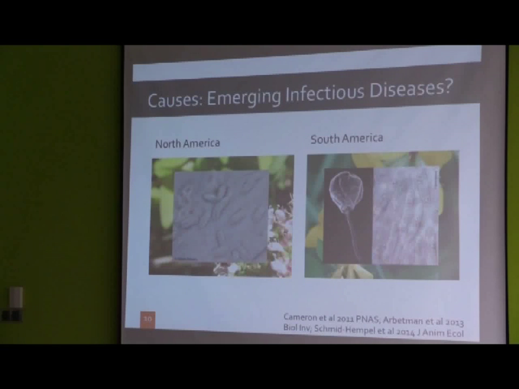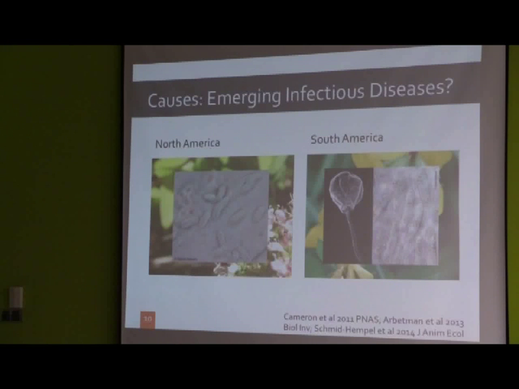And those declines have been linked with parasites. So the North American declines have been linked with the potential emergence of a fungal disease called Nosema bombi. And in South America, they've been linked with the potential emergence of a trypanosome called Crithidia bombi and a neogregarine intracellular parasite called Apicystis bombi. And in both of these cases, it's been suggested that these are emerging diseases.